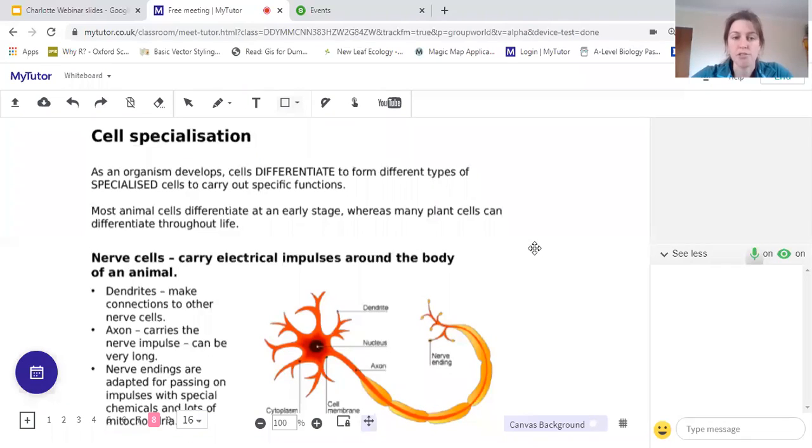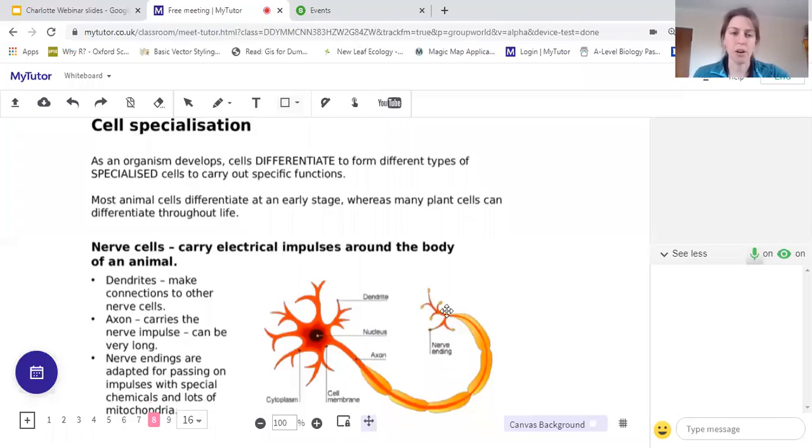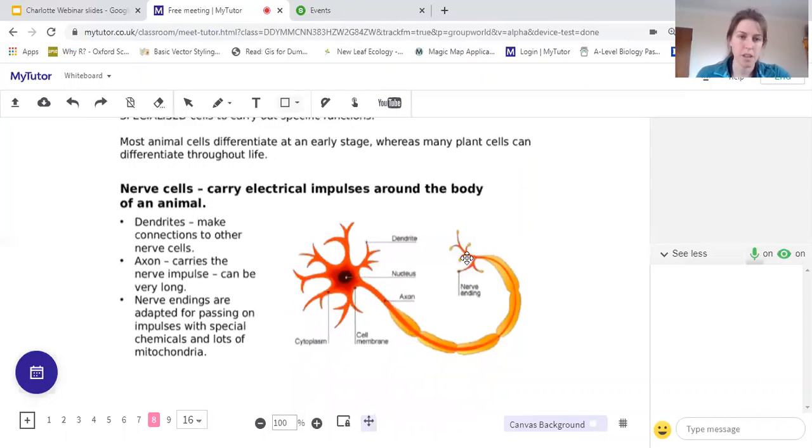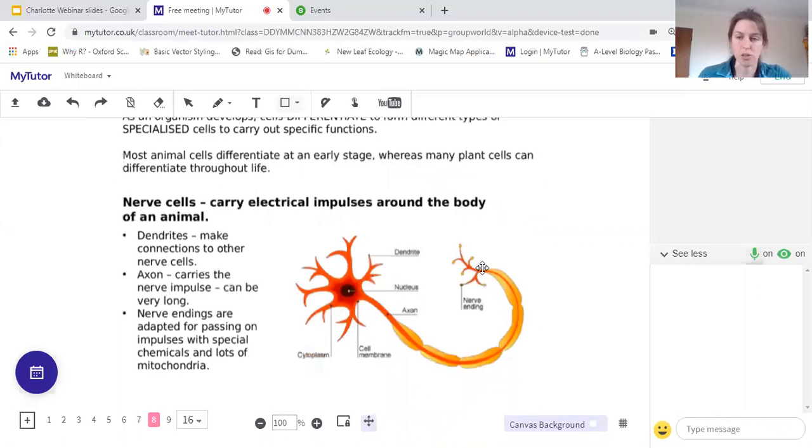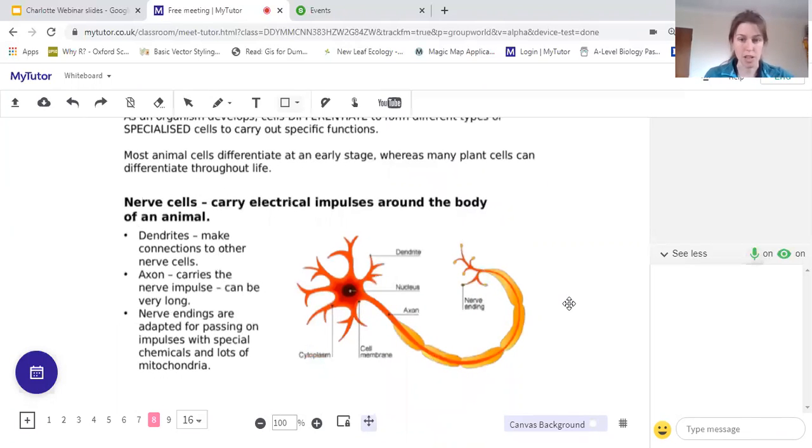Most animal cells differentiate at an early age, whereas many plant cells can differentiate throughout life. So plant cells can change from one function to another. To put that into context and give you some examples, here are some examples of specialized animal cells. All of these cells will have the same 5 features that we talked about at the beginning for animal cells, but the nerve cells are specialized to carry electrical impulses around the body.